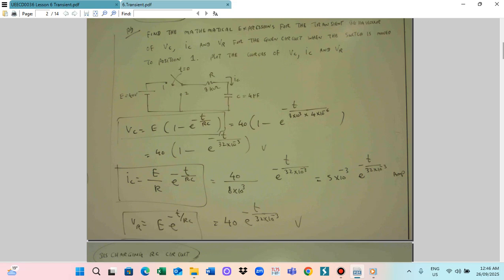In this case, tau is equal to the time constant. This is equal to RC. So we can calculate the charging current IC is equal to E by R multiplied e power minus t by tau. So this is for the capacitor charging current.